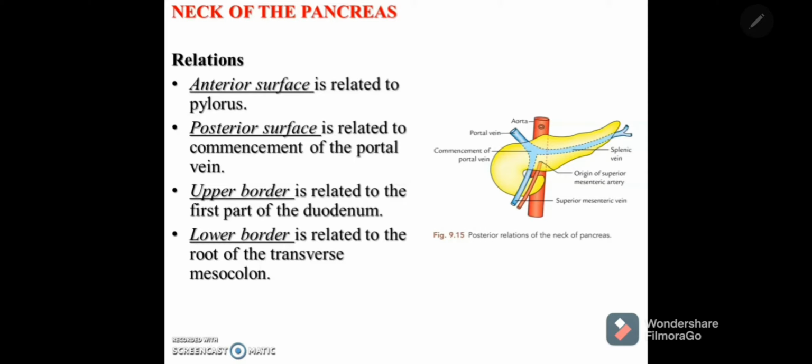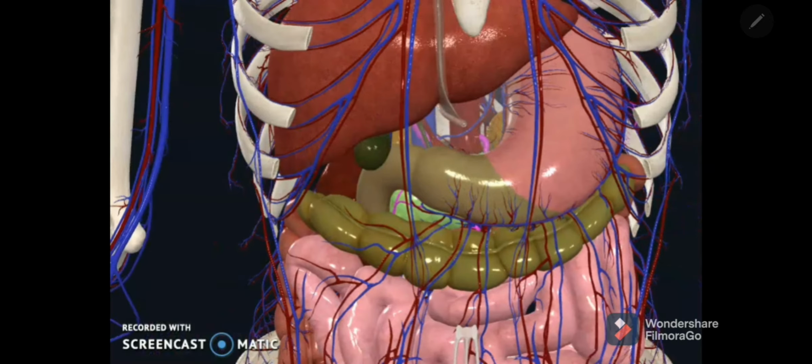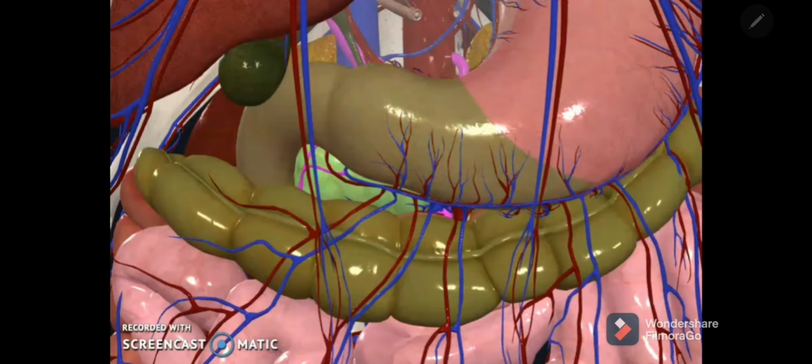Upper border is related to the first part of the duodenum, whereas the lower border is related to the root of the transverse mesocolon. So you can notice here the neck, it is related to the formation of the portal vein. Here you can see this is the superior mesenteric vein and this is the splenic vein. They together form the portal vein. So portal vein formation is seen in the posterior and superior part of the neck.